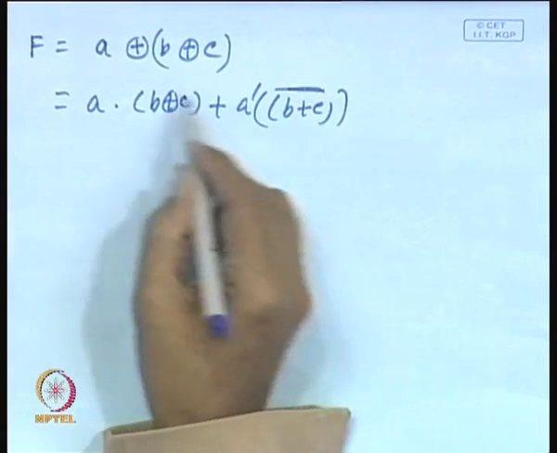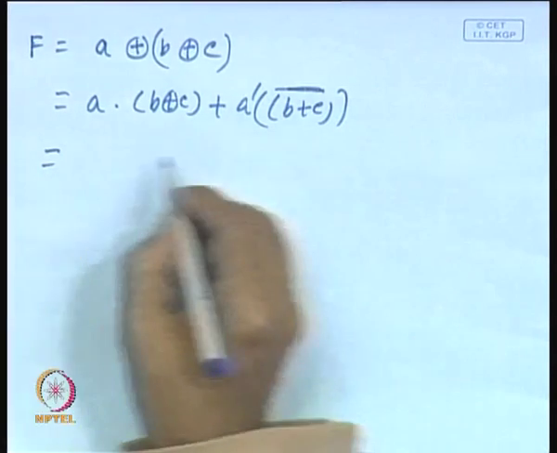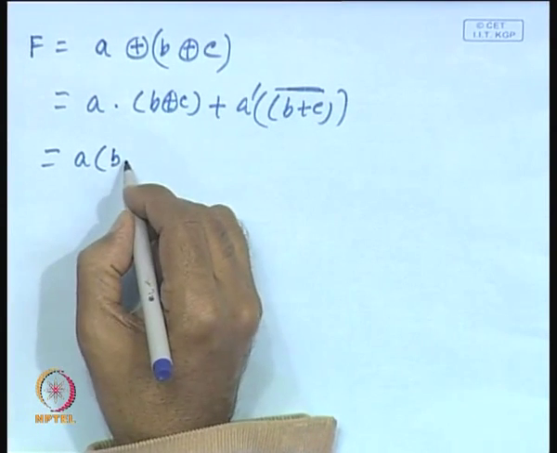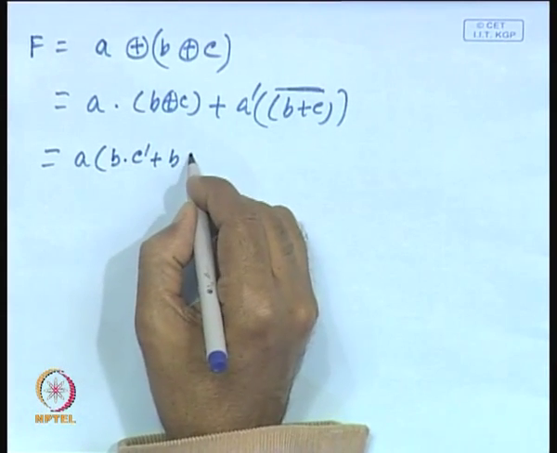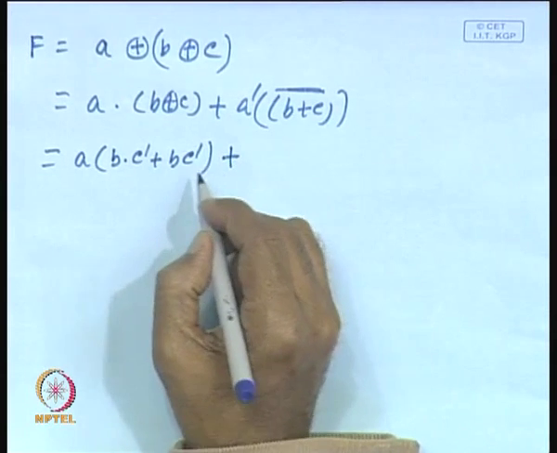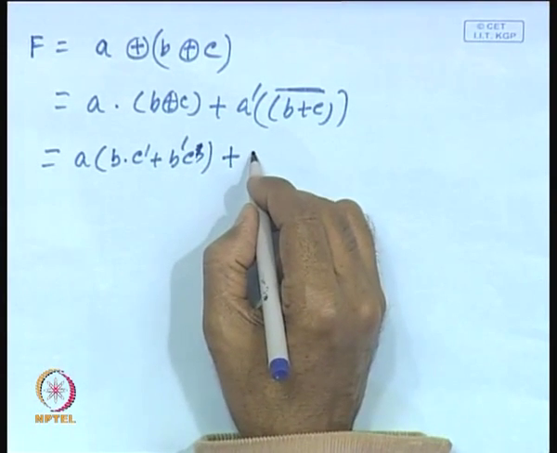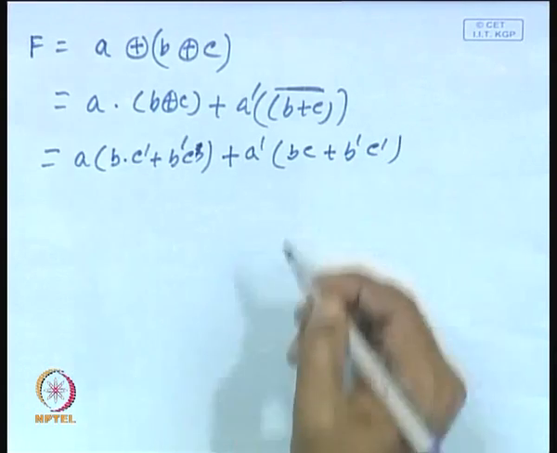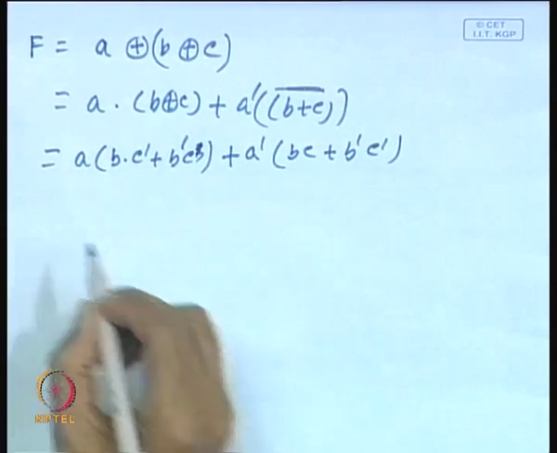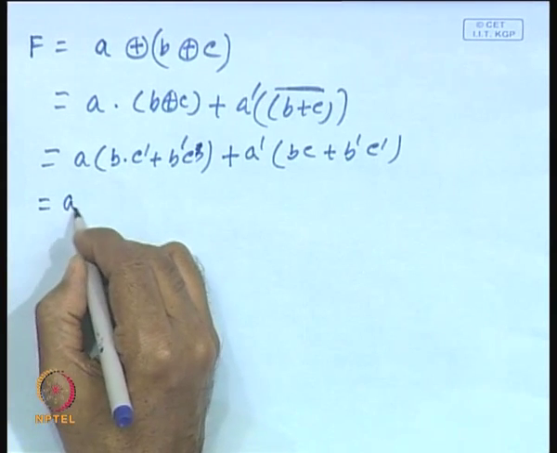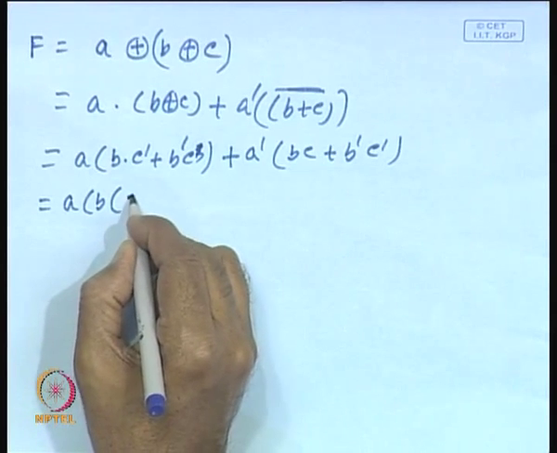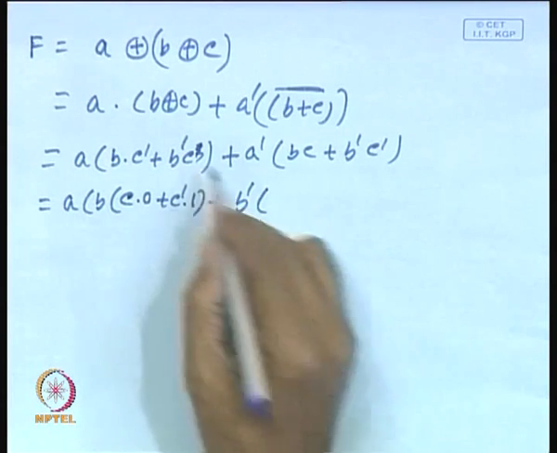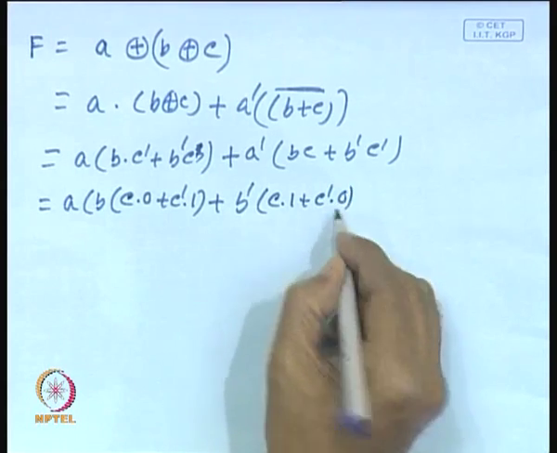So, we see that by expanding this we get this one. So, this can be written as this, and then we expand around B. So, it becomes B, (B exclusive OR C) is B dot C bar plus B bar C, plus A bar. So, this is essentially B C plus B bar C bar. So, expansion around B has been done. Now, you can again expand around C. This will give you A B C bar, which is nothing but C into 0 plus C bar into 1, plus B bar, this is C into 1 plus C bar into 0.